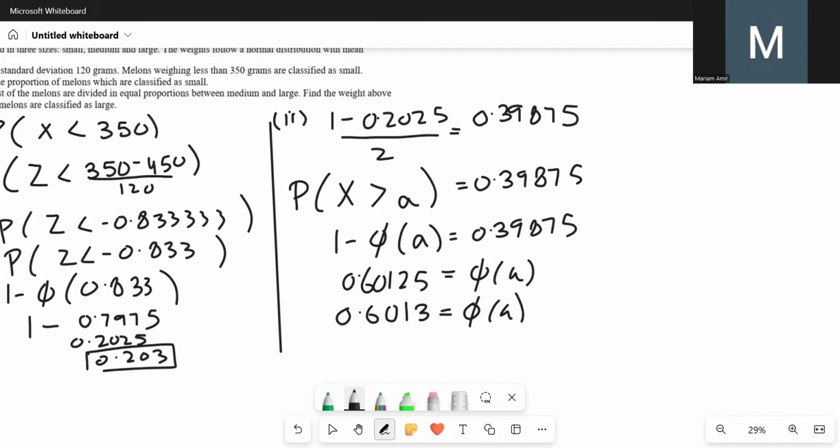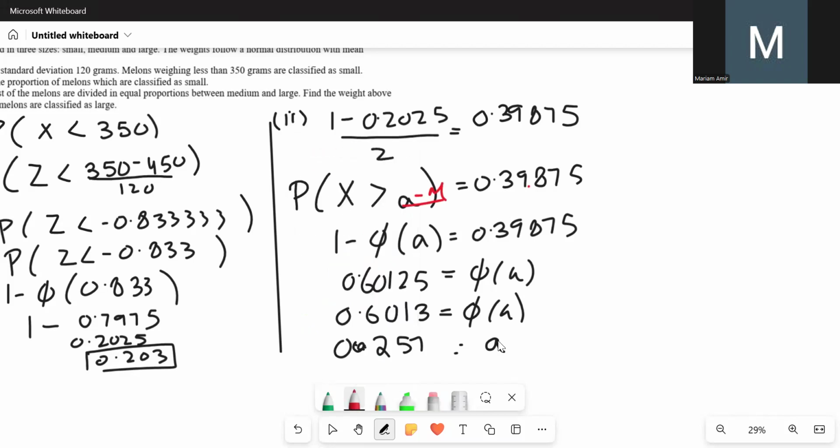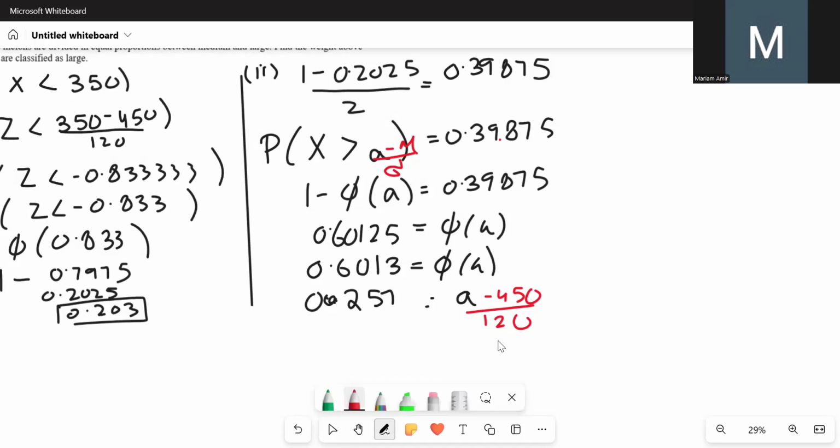Okay, so A is going to be equal to 0.257, which was the z-score. However, I just realized a big blunder: I forgot to standardize this. So I have to subtract mu and divide by the standard deviation, which I forgot to do. Mu was 450, so minus 450, and the standard deviation was 120. Now we're going to find the value of A from here, which comes out to be around 480.84, and we round it off to three significant figures, so we get 481.